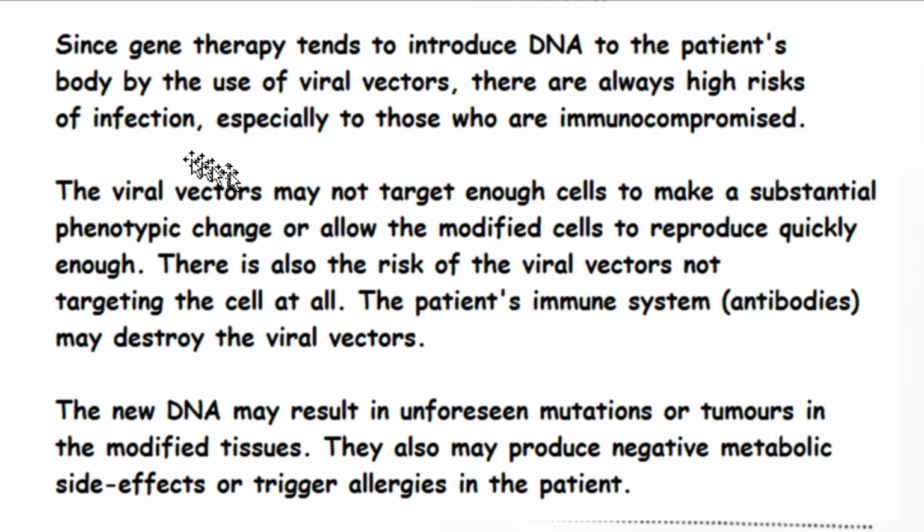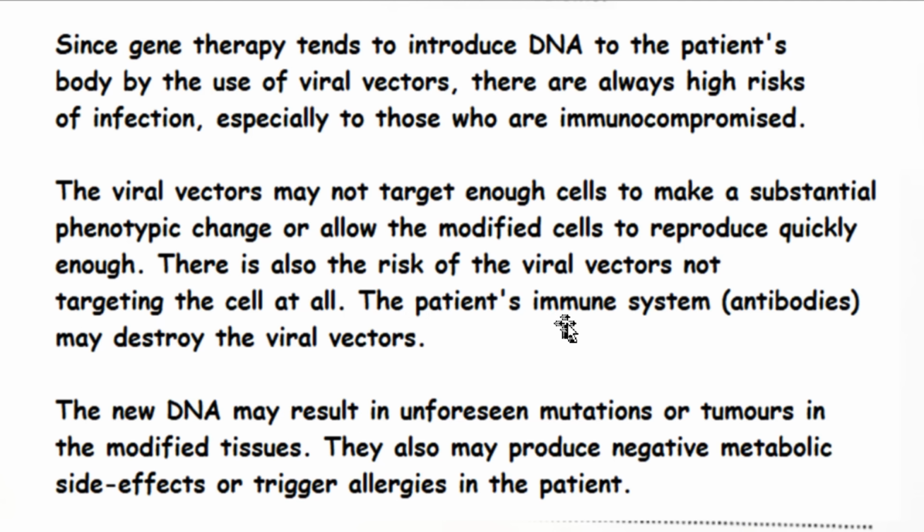The viral vectors may not target enough cells to make a substantial phenotypic change or allow the modified cells to reproduce quickly enough. So let's say you're aiming for 1,000 target cells, well, the viruses might invade other cells instead, and it might only actually penetrate 100 out of that 1,000. That is not high enough. Those cells might die out before they could start to replicate. There's also the risk of the viral vectors not targeting the cell at all.